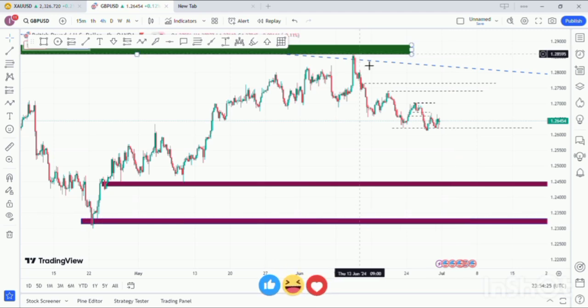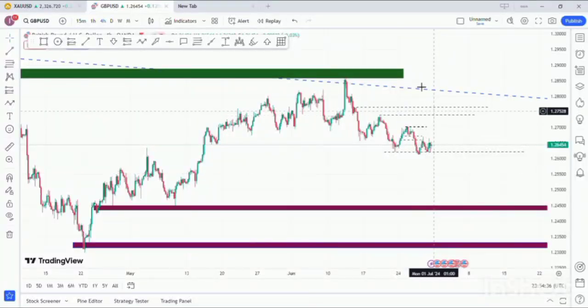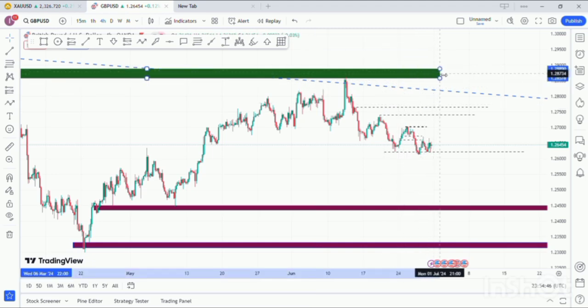Since price has respected this resistance zone right here, we'll be expecting price to continue downward from where it is to this support zone right here. But on the flip side, if price decides to reverse upward, we'll be expecting price to either respect this trend line right here, this very valid trend line, or possibly move upward to respect this resistance zone right here.